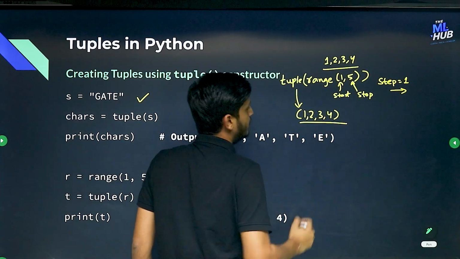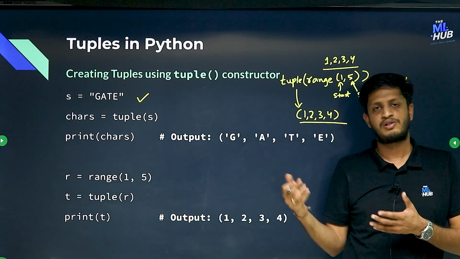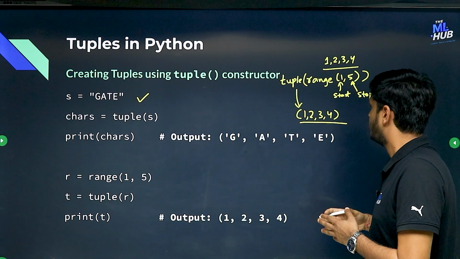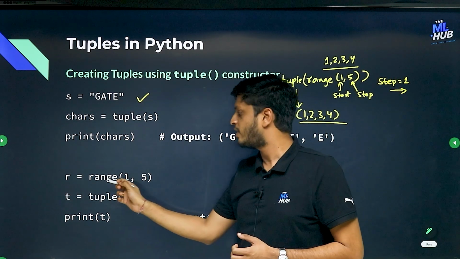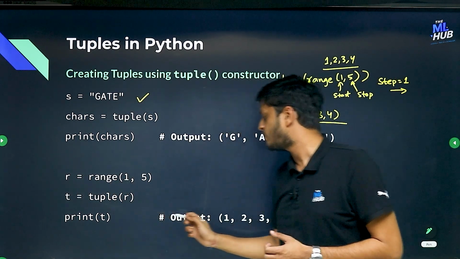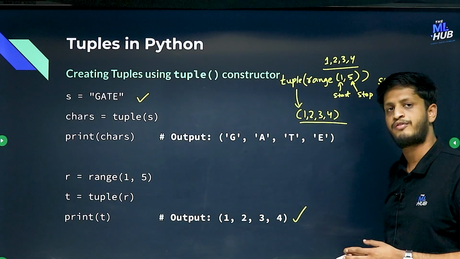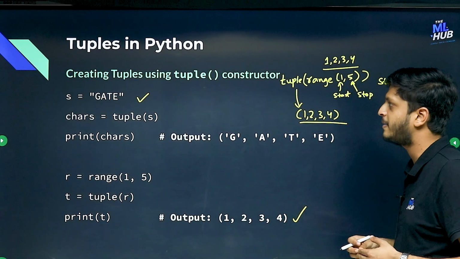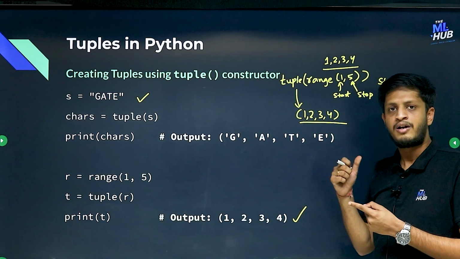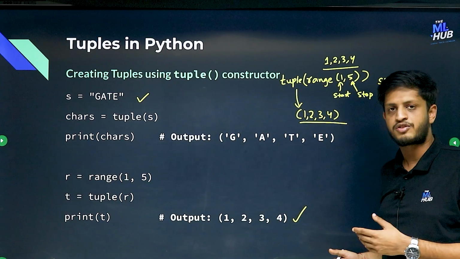Okay. So just like list, here also the same thing applies. If you want to convert a range into a tuple, you can do that and you will get the output as a tuple containing values 1, 2, 3, 4. So this is how you can create tuples in Python using the round brackets or using the tuple constructor.